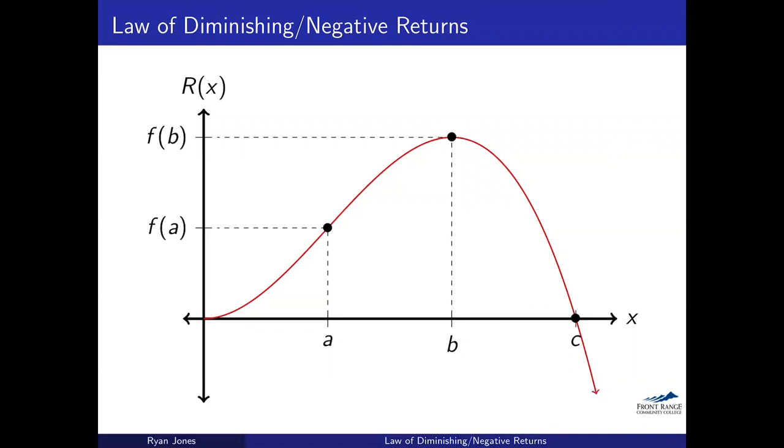Obviously, if you don't produce anything, then X is going to be zero. You're not going to make any money if you don't produce any items. Then as you start to produce more and more of your good, you start making money here, and the amount of money you make increases the more you make. The more you make, presumably the more you sell, and so the more revenue you make.